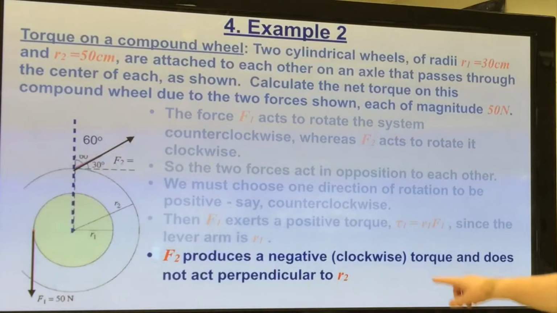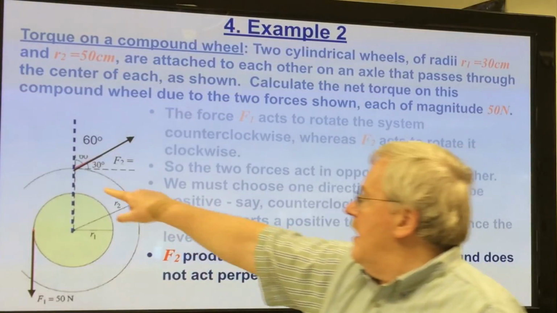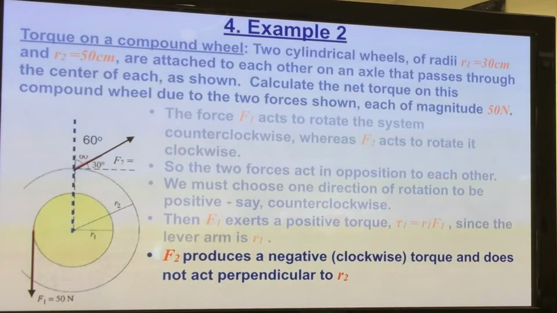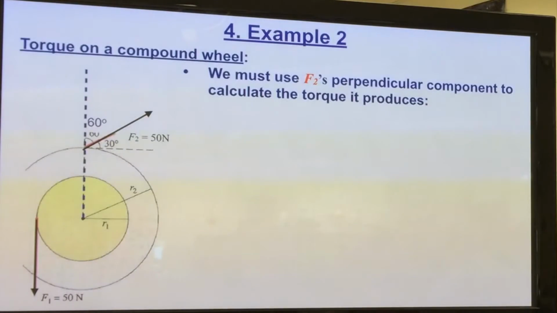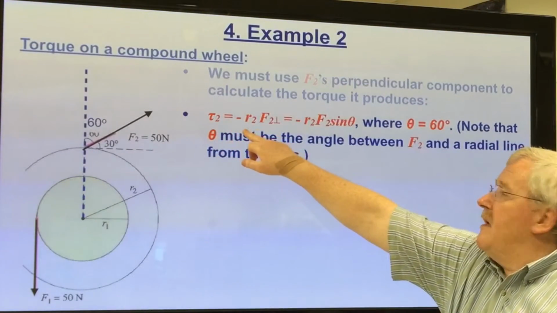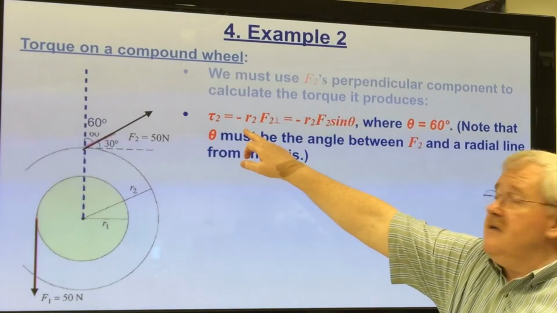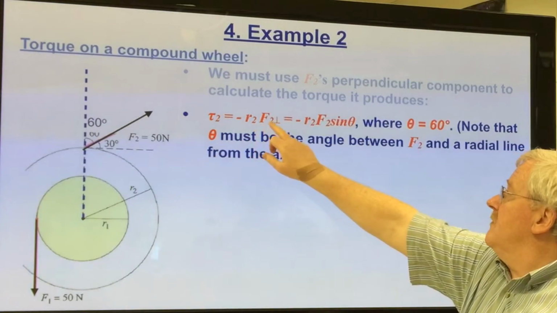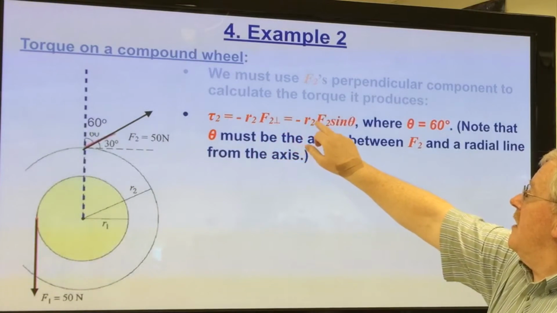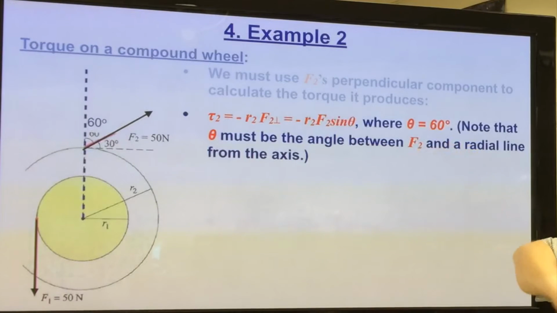F2 produces a negative or clockwise torque and does not act perpendicular to R2. So we're going to have to put in a factor of sine 60 degrees there. So we use a perpendicular component to calculate it. So we've got the torque number 2 is minus, because we agreed that clockwise was minus, the lever arm times the perpendicular component of the force, which is minus R2 F2 sine theta, with theta 60 degrees.